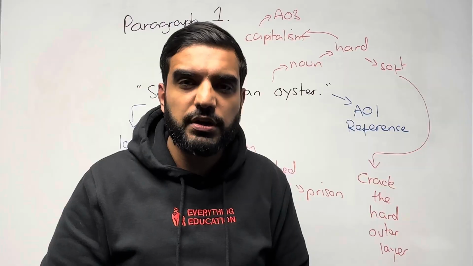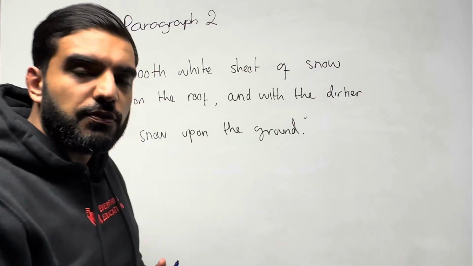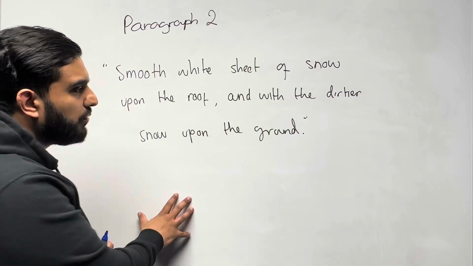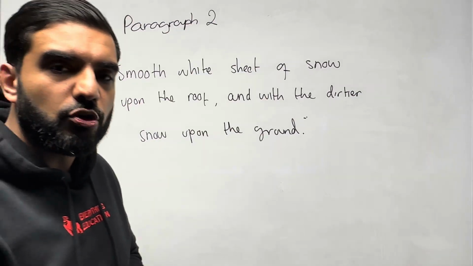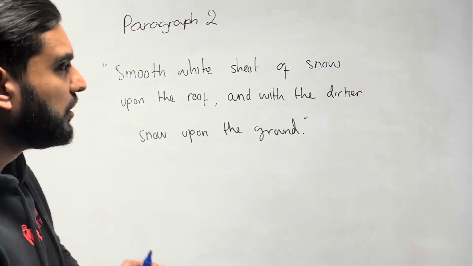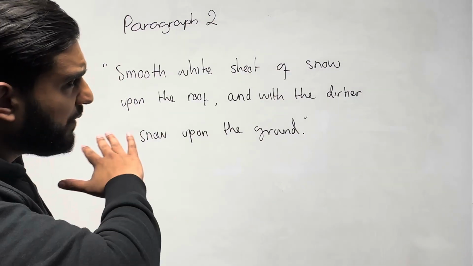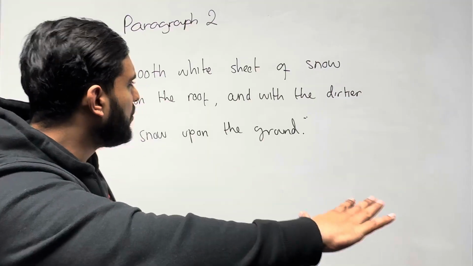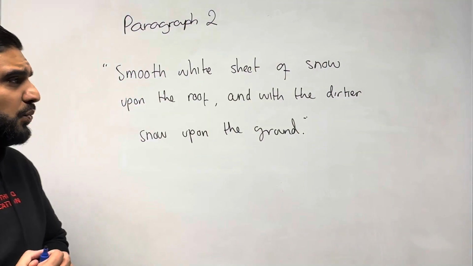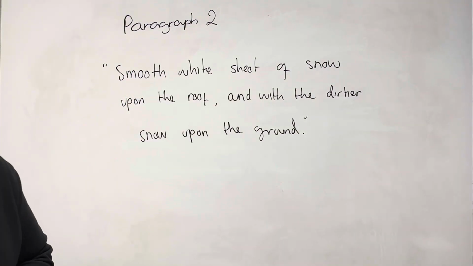That is paragraph 1 complete. For paragraph number 2, this is the quote that I have selected. And this is a quote that is describing society. The quote reads as follows. It was a smooth white sheet of snow upon the roof, and with the dirtier snow upon the ground.